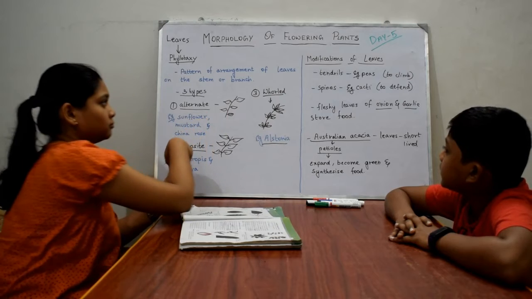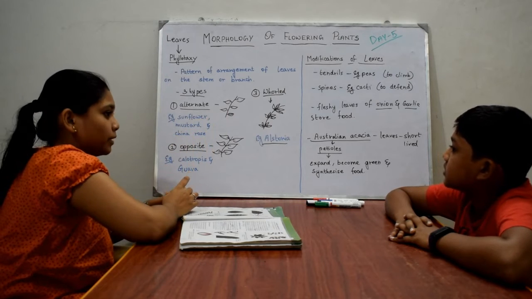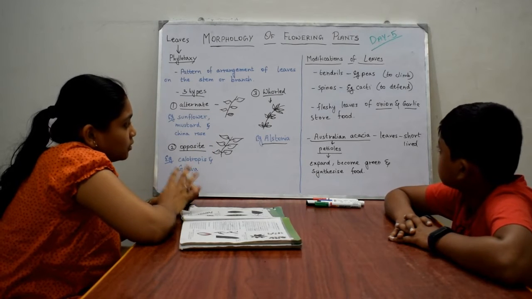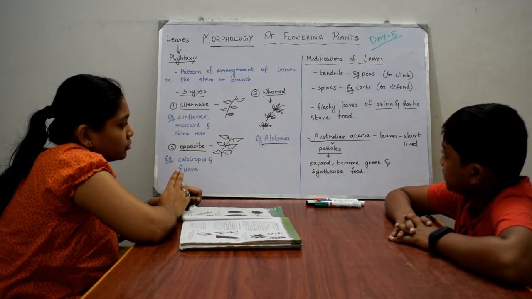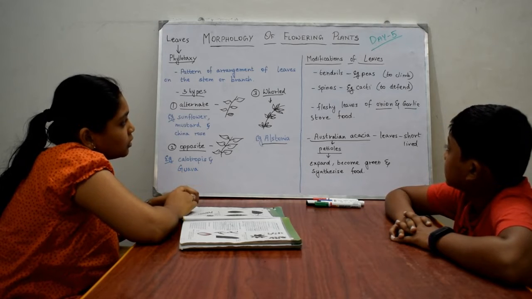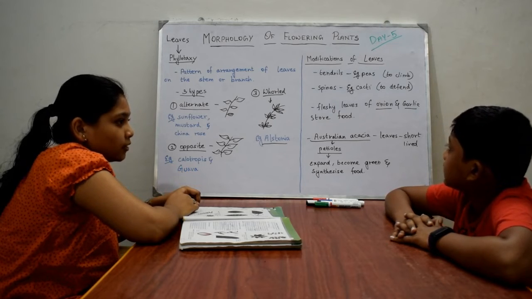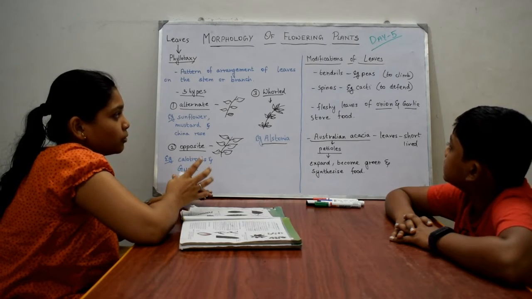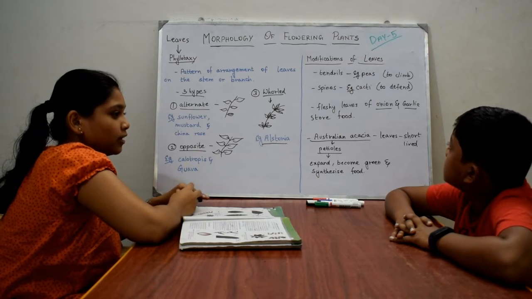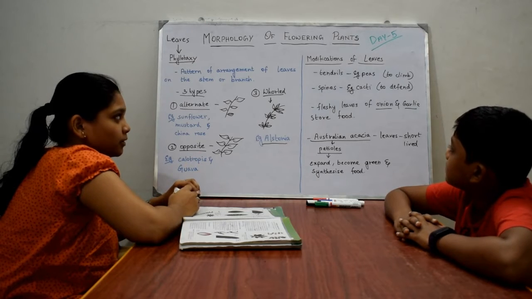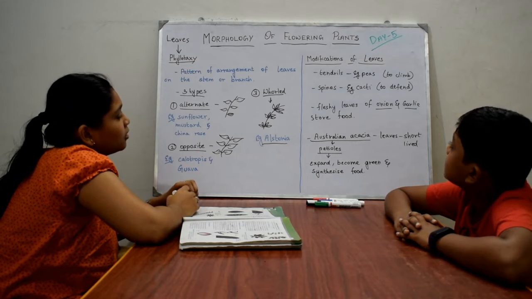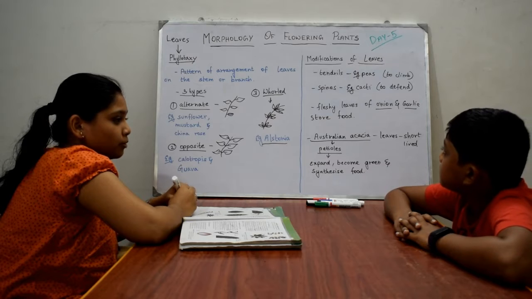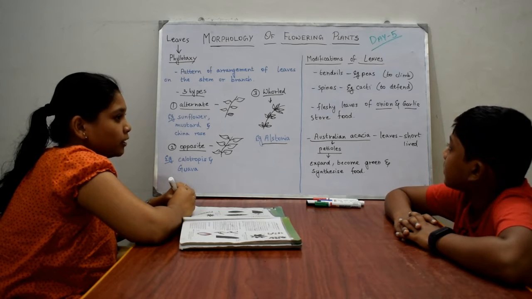The fourth subtopic is modification of leaves. Here we see how leaves are modified other than normal leaves. Other than the function of normal leaves, some leaves are modified to perform other functions. So in this subtopic, the leaves are modified to perform functions other than what normal leaves perform.